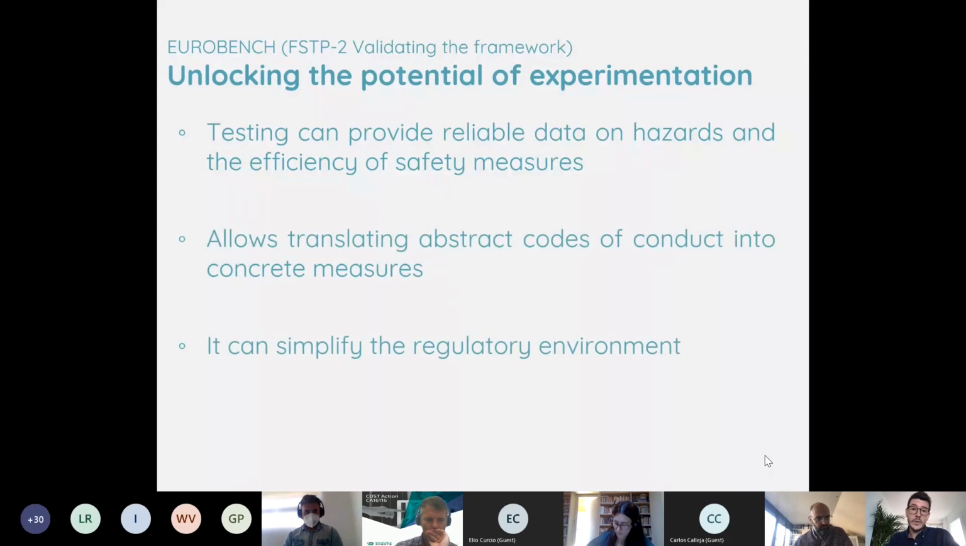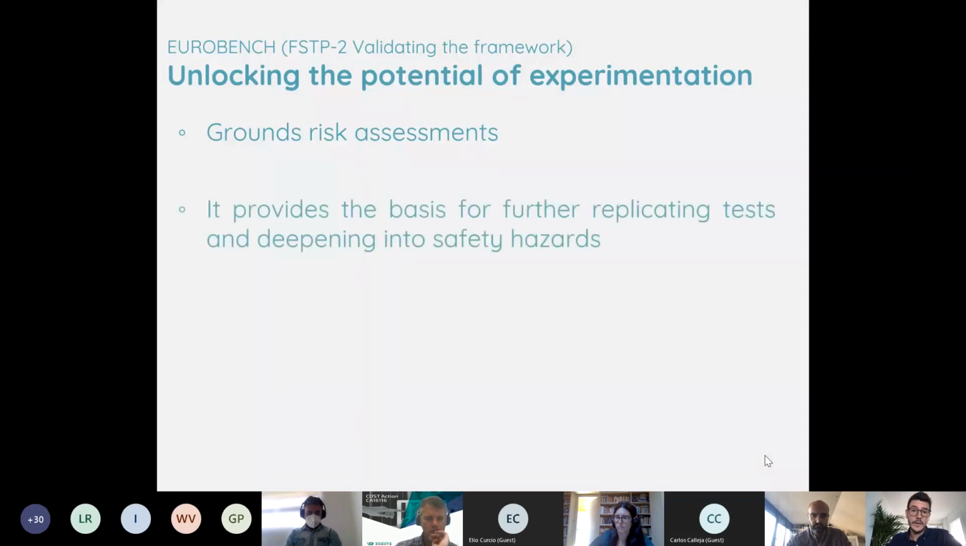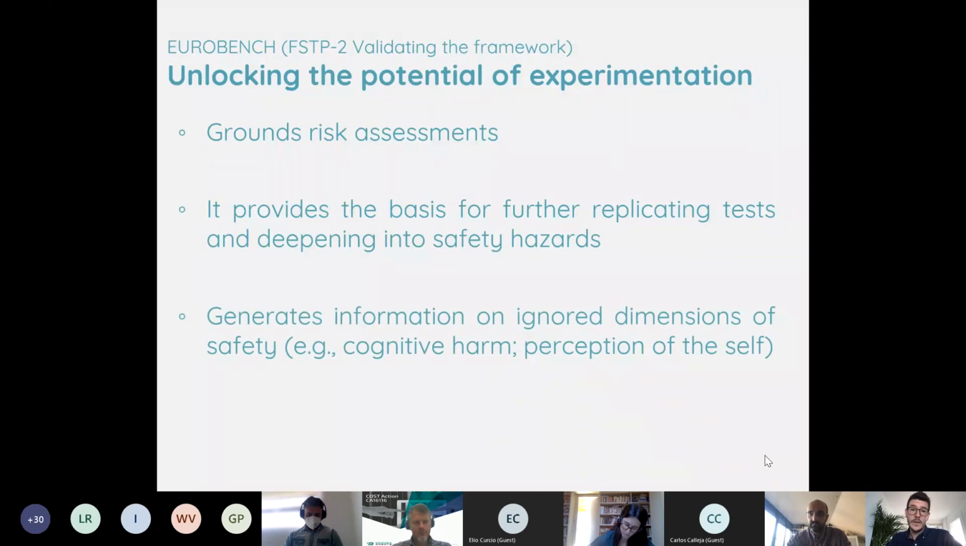And relatedly, experimentation also helps to ground risk assessments. These depend on what counts as a risk, its impact and probability, and empirical data can precisely give us that information. Also, it provides the basis for further replicating the test and deepening into safety hazards. As ISO's technical report in 2020 revealed, the test methods for many personal care robots have not been implemented or evaluated broadly, in part because of the lack of test facilities. That is why EUROBENCH is such a good opportunity in this respect, and hopefully it can lead to the harmonization of these standards. But making those tests replicable and turning them into a source of information for rule makers is part of the potential that we are very much aiming at unlocking. And last but not least, it broadens the scope also of safety.